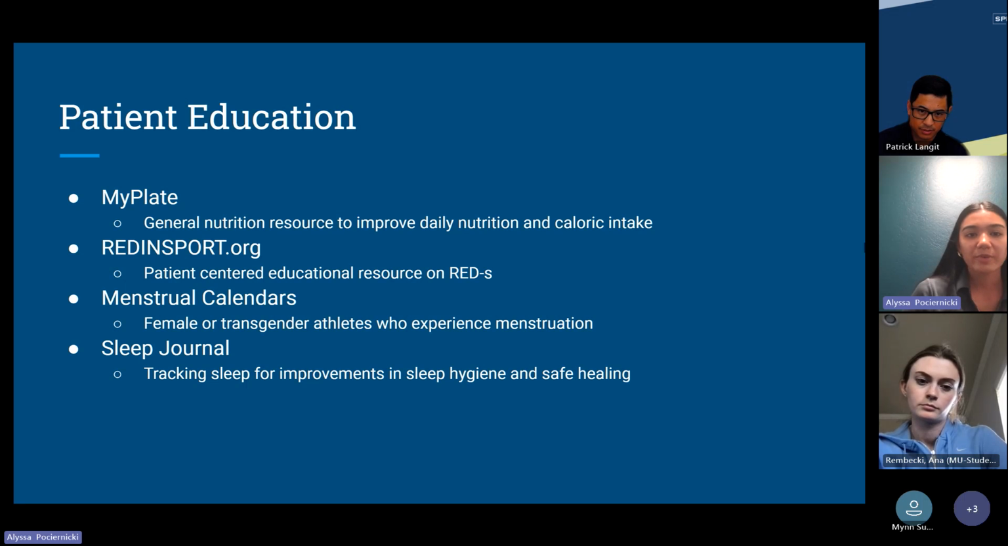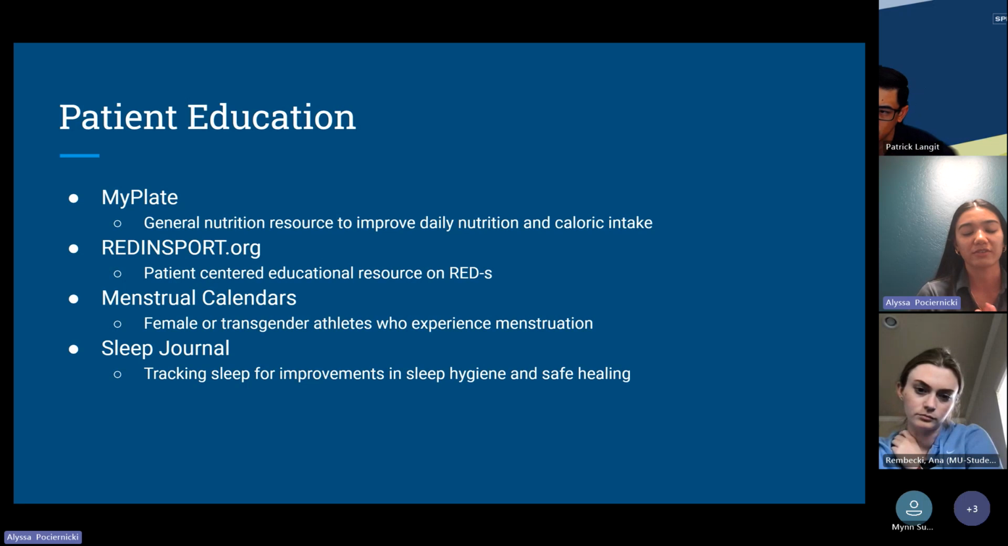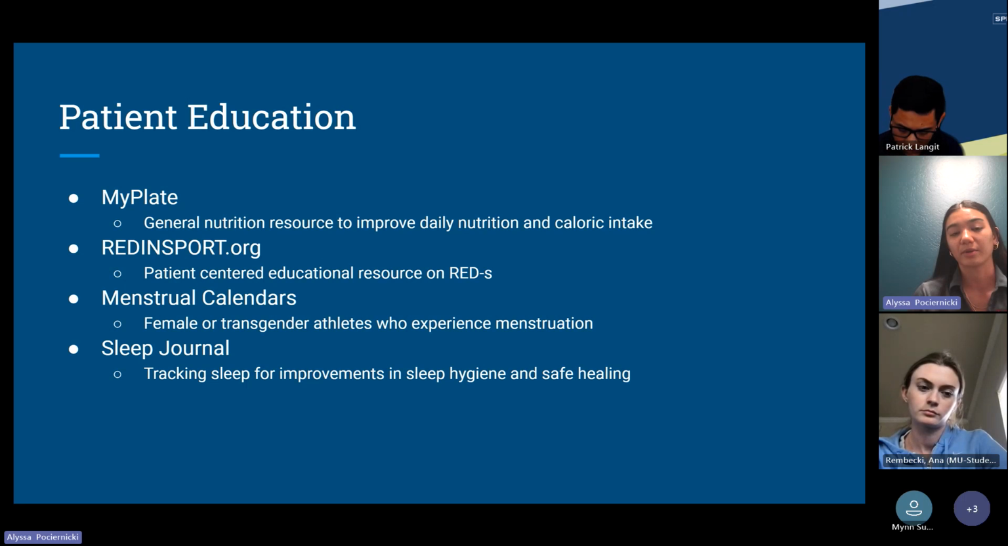Okay. And then in terms of patient education, unfortunately, there isn't a whole ton out there for relative energy deficiency in terms of what we can give them so that they can manage it on their own at home. But what I found to be really helpful and patient friendly is MyPlate. It's a general nutrition resource to improve daily nutrition and caloric intake. It's very general, easy to use and friendly, and something that we can give advice on and how to use it. It's for them to make sure that they're getting their carbs, their proteins, and their healthy fats every day, so that they have enough nutrition to participate in sports and even participate in therapy while they're here.